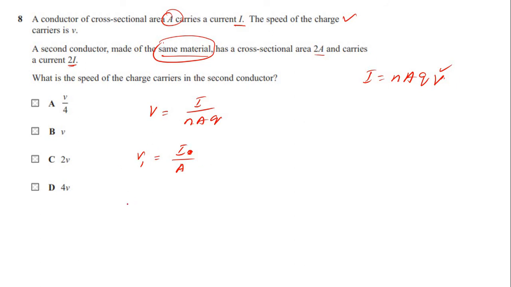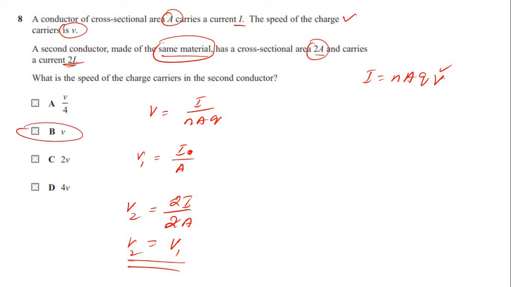For the second conductor, the drift velocity v2: the area is 2A, the current is 2I, so 2I upon 2A. Clearly the 2s cancel and we get I upon A, which is v1. So v2 is equal to v1, the same drift velocity. So the drift velocity is v, that means it stays the same. Option B.